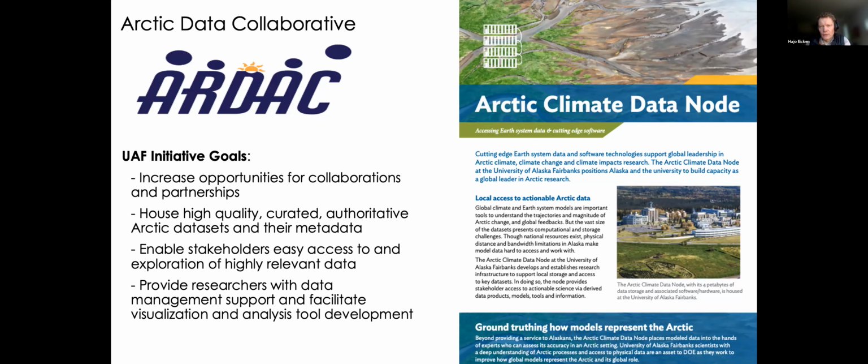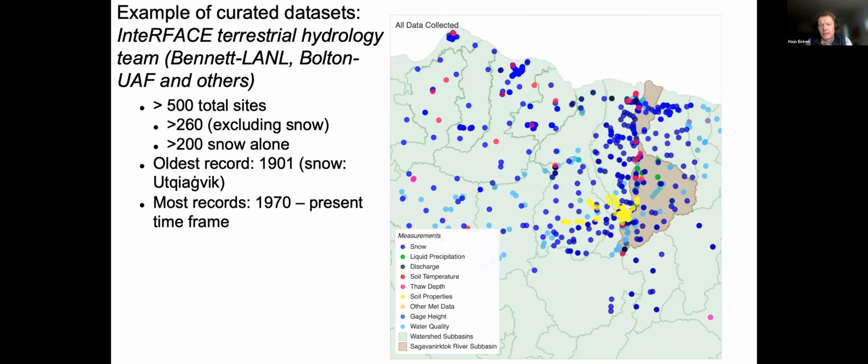And just to give you a feel for the type of work that's ongoing now, I want to give you an example of the type of work that this team is doing, that's led by Katrina Bennett with Los Alamos National Lab and Bob Bolton at IARC. The study region you've already seen in Joel's presentation focused on Arctic Alaska at this point, and adjacent regions in some areas. So this group is going through all the relevant data sets from a terrestrial hydrology perspective right now. There are other teams that are part of Interface that are focusing more on biogeochemistry and coastal ocean processes. But this serves as an example.